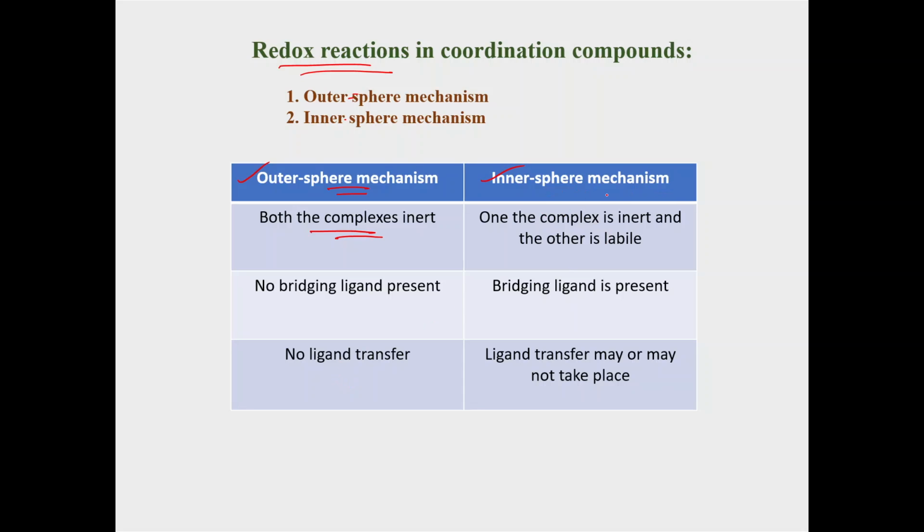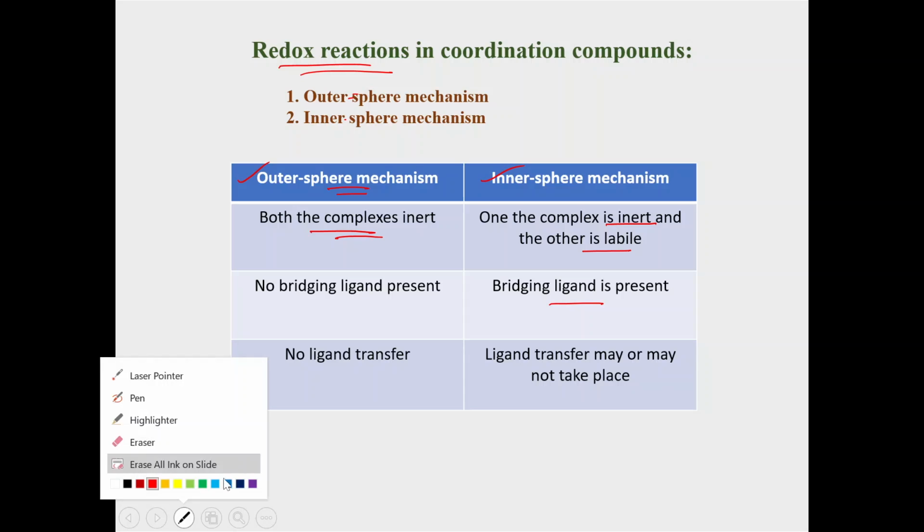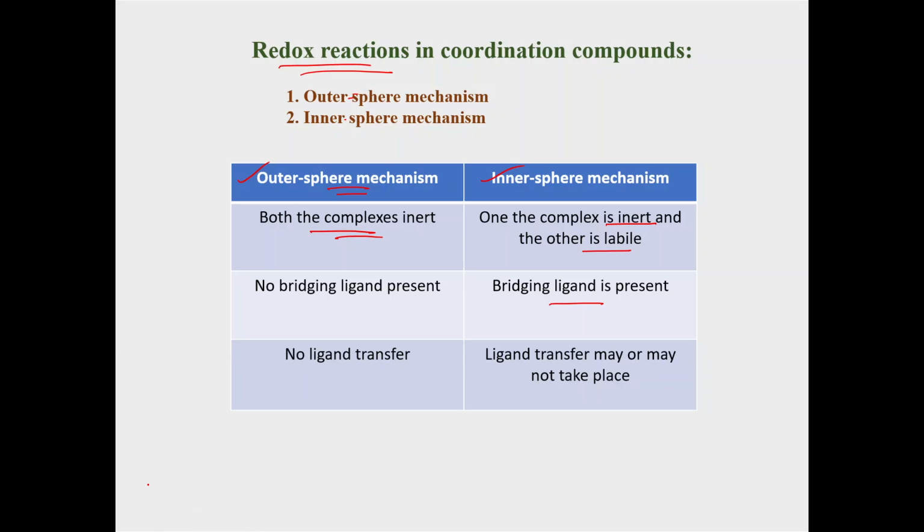Whereas in the inner sphere mechanism, among the two complexes between which the redox reaction is taking place, one complex is inert in nature, whereas the other is labile. There is a bridging ligand present, and ligand transfer may or may not take place in a redox reaction going via the inner sphere mechanism. But if we see any ligand transfer taking place, then that reaction is definitely going by the inner sphere mechanism.